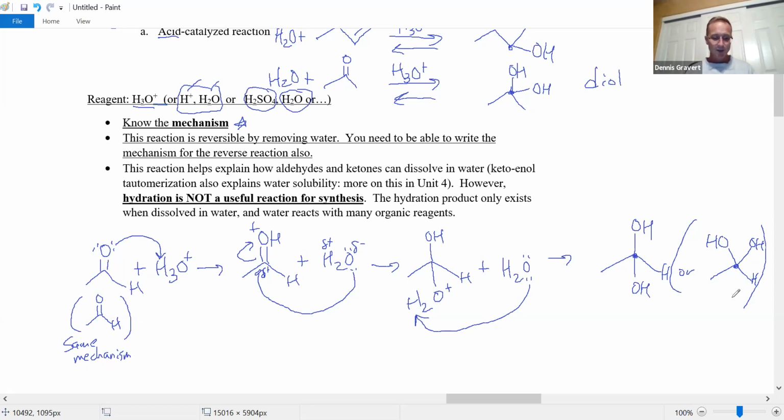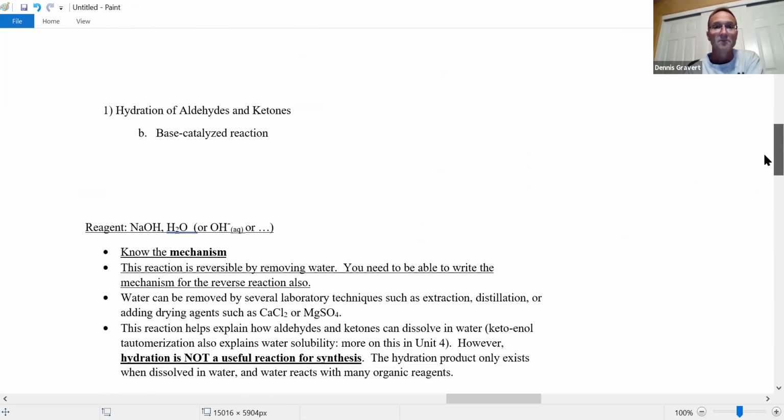I'm double checking my notes, make sure I'm not forgetting anything. We talked about being reversible. Yep, we did. Okay, good. Oh, there is another note here. When I cover it, it's the same limitation that we'll see in the base-catalyzed mechanism. Hydration is not useful for synthesis. Let me cover that after we talk about the base-catalyzed route.